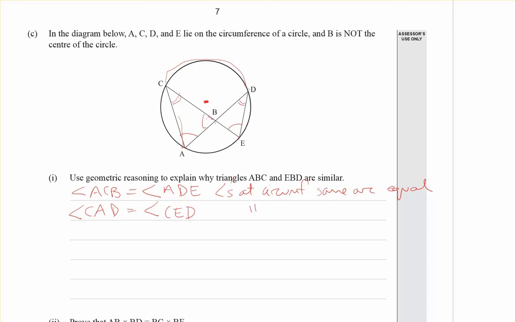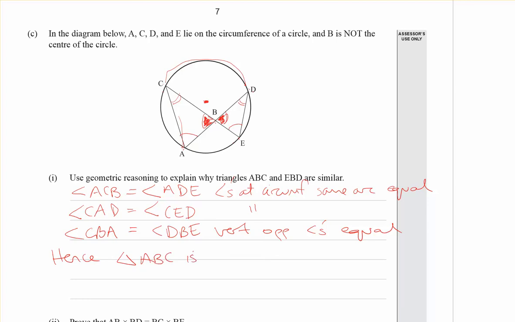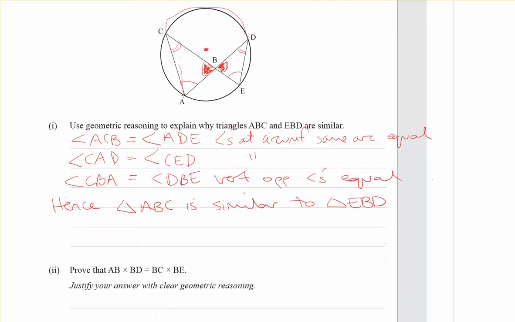And lastly, the coloured in angle. Those two angles there must be the same because they're vertically opposite. So CBA and DBE will be the same, and that's because they're vertically opposite angles are equal. Hence, triangle ABC is similar to triangle EBD because all their angles are the same.